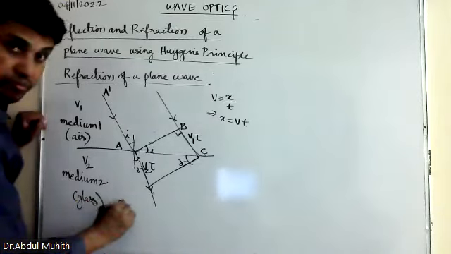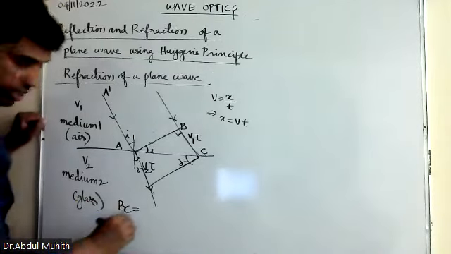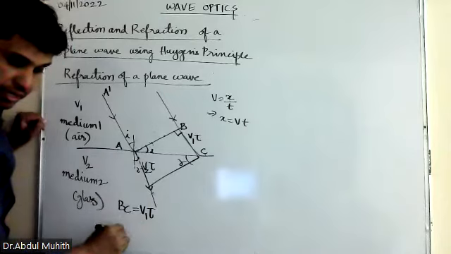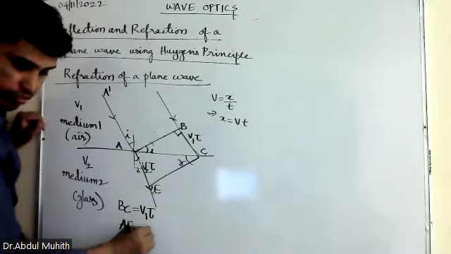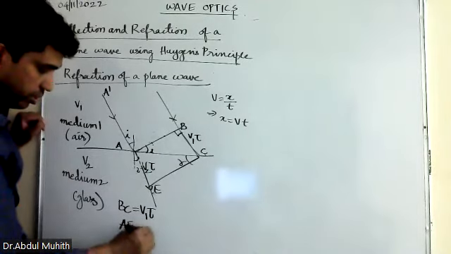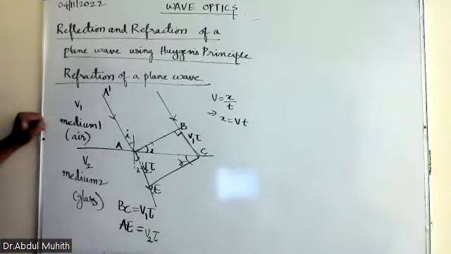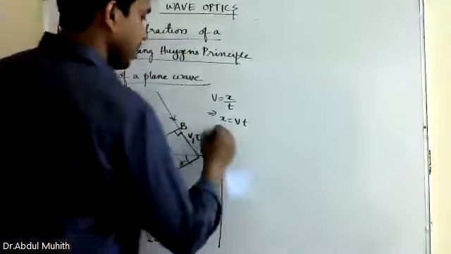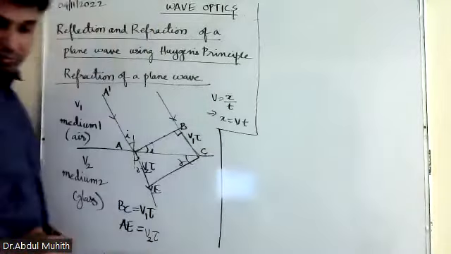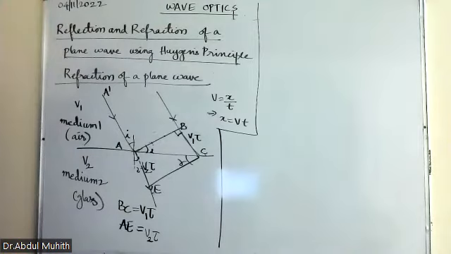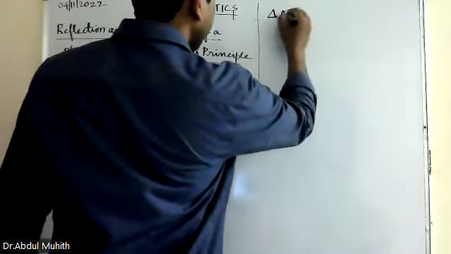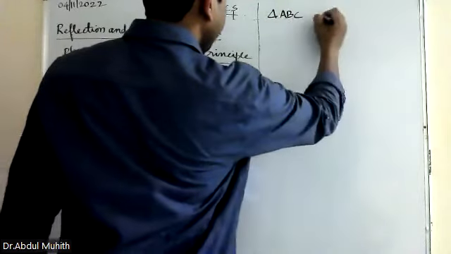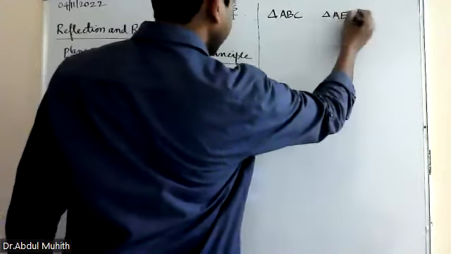BC is equal to what? BC is equal to V1 tau. And AE is equal to what? AE is equal to V2 tau. Now we'll go with the triangles: triangle ABC and triangle AEC.